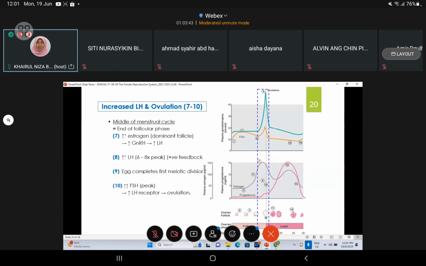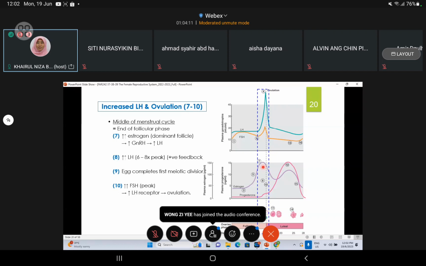So what happens next is an automatic cycle. The middle of the menstrual cycle also marks the end of the follicular phase. At this stage, we can see that the dominant follicle starts to secrete a lot of estrogen. Okay, number 7, it reaches the peak of its secretion.